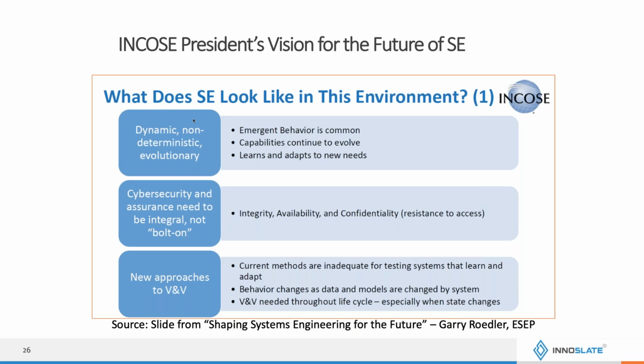So here's what he thought systems engineering looked like in this environment. First of all, dynamic, non-deterministic, evolutionary. So emergent behavior is common, things like that. Again, I think that's been true always because we've had people in the loop. If you're actually doing your modeling with people, you always had this problem. That is not new. That is not a new problem at all.